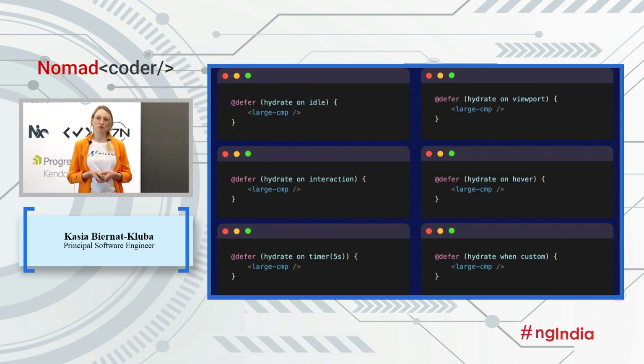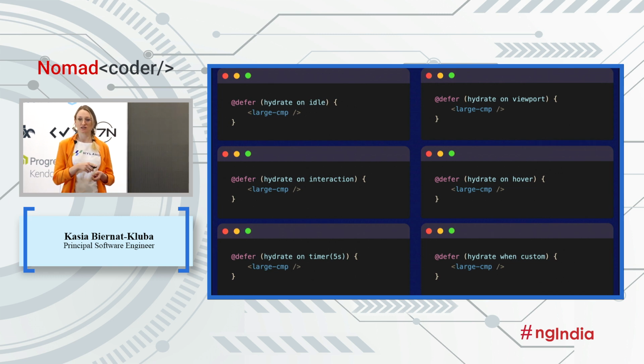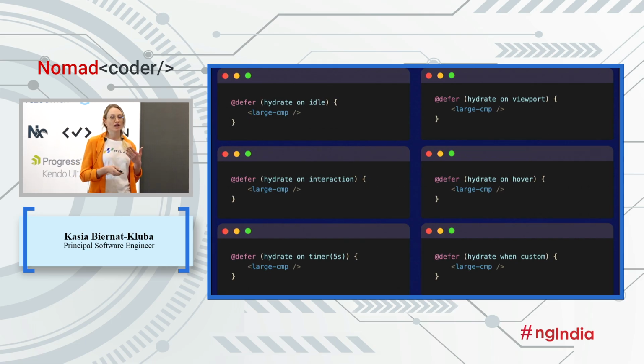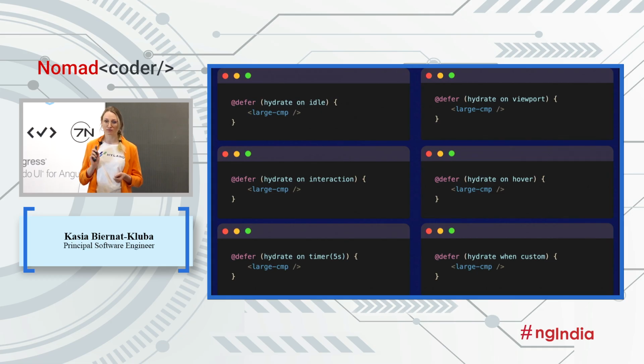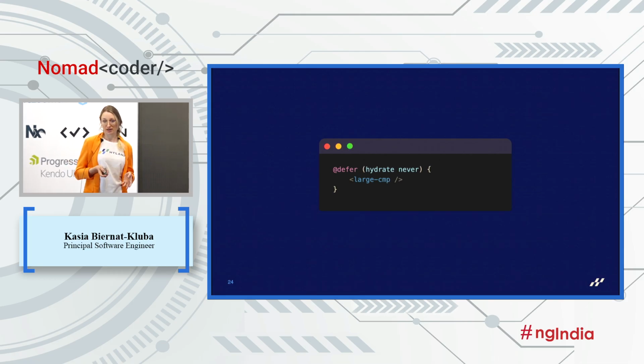Okay, so how do we control the hydration? Well, we can use the defer block that you've just learned about in the previous presentation. You can use very similar triggers as for defer, except now notice that there is this hydrate keyword inside. So you can hydrate on idle, once the browser gets into the idle state, but you can hydrate on any other trigger, or you can even create your own custom trigger. And there is one more trigger that was not there for defer, and this is hydrate never. Basically it means that the component inside the defer block will never be hydrated.